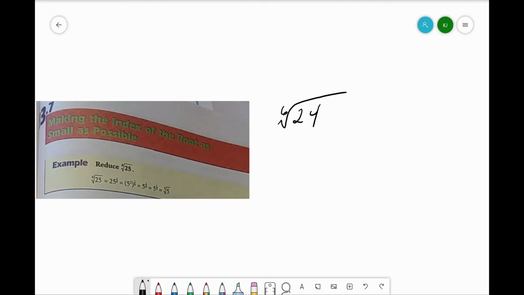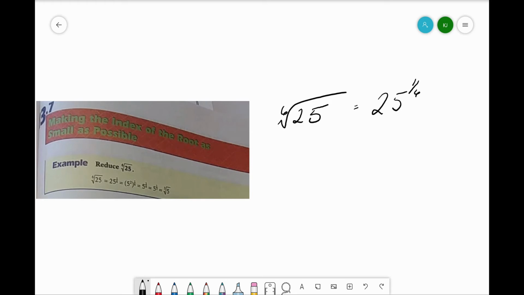Alright? And 13.7 is quite easy, so we'll go over that real quick as well. 13.7 is making the index of the root as small as possible. So this very much builds on what we were doing, so that's why it makes it easy to just roll into. So if we have the 6th root of 25, sorry, I wrote the wrong number. We want to make that as small as possible, so we can go, well, that's 25 to the power of 1/6.